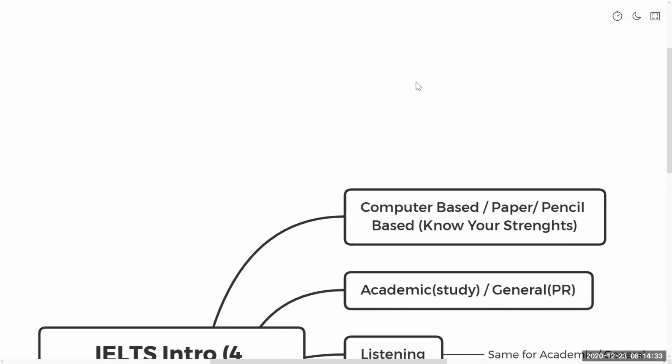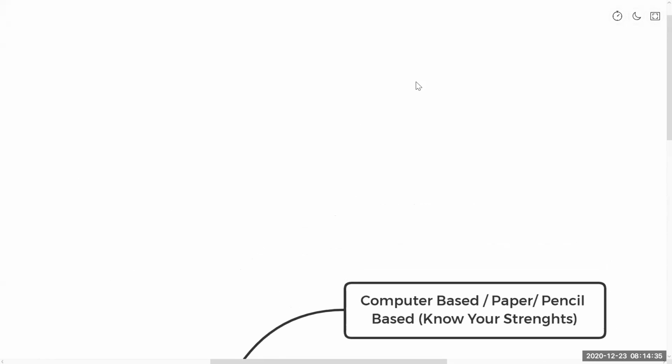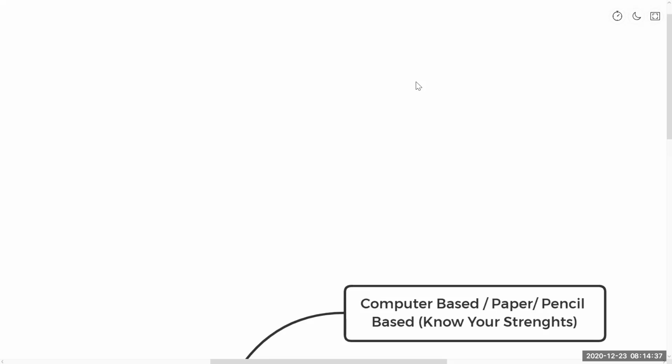So let us first jump into the two different types of IELTS tests which are conducted by British Council and IDP. The first is the computer-based test. This is a newly introduced format where you can take the IELTS test on a computer. The old one was a paper and pencil test where you are supposed to write with your pencil on a piece of paper. So the writing test was supposed to be done with a pencil here.